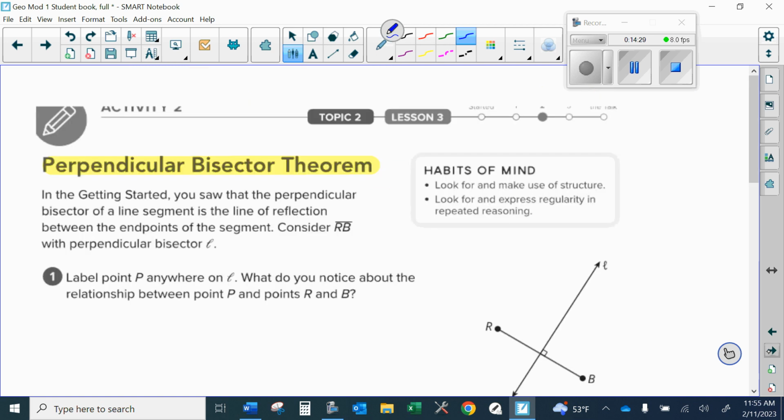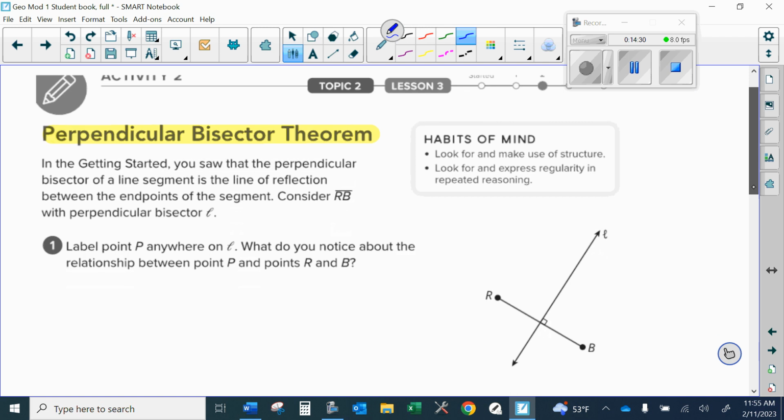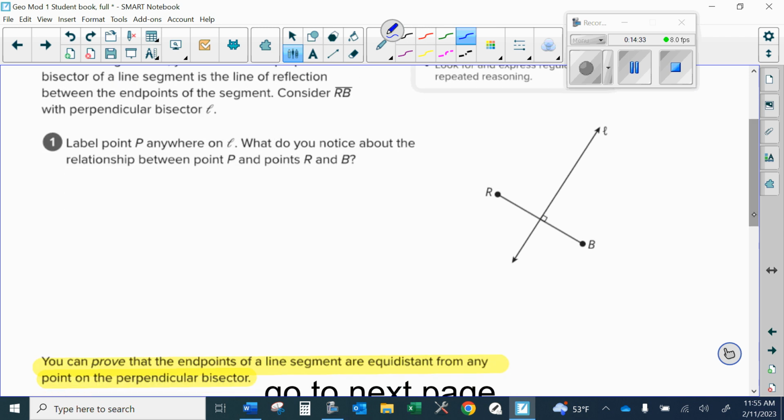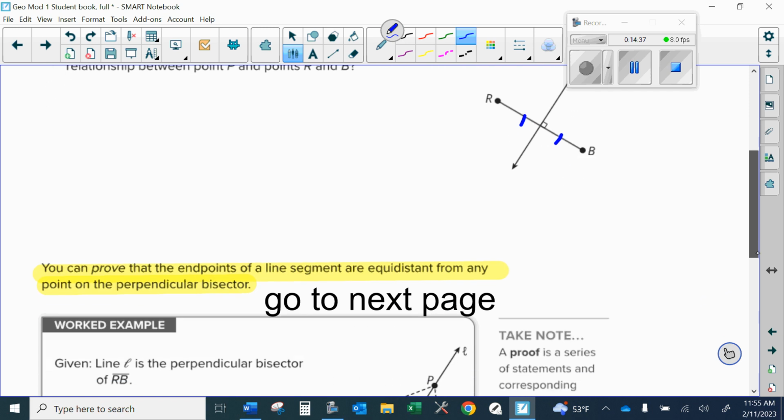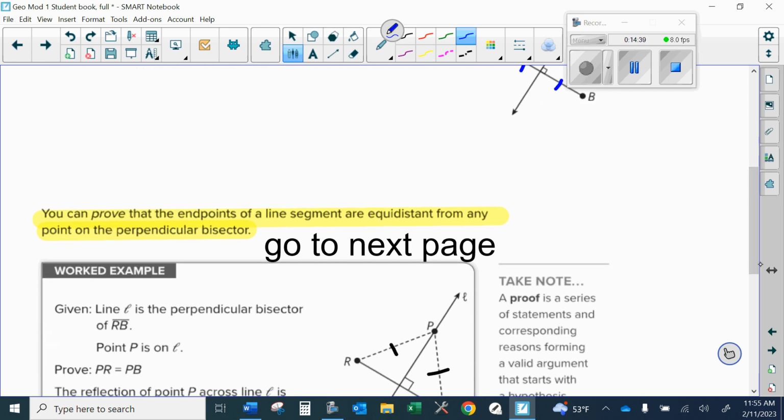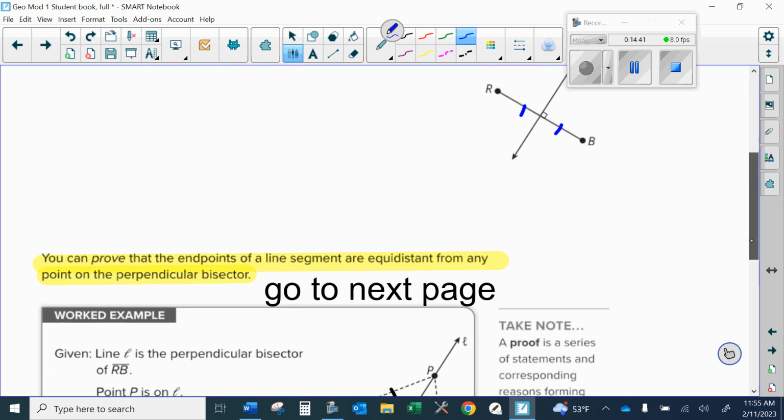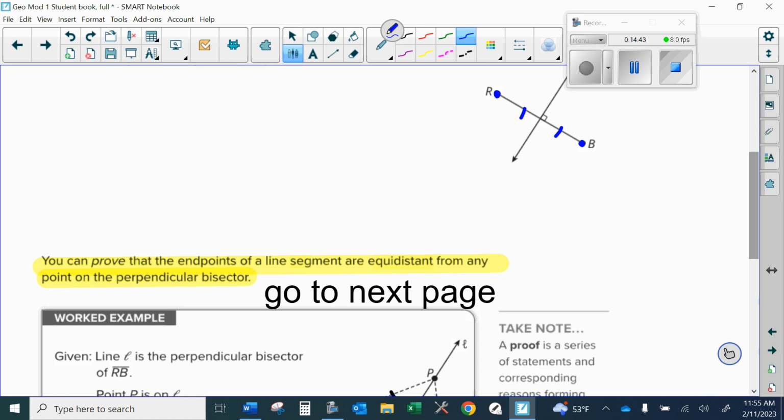Perpendicular bisector theorem, we've already written it down. Now here's where they actually put it in here. Here's your perpendicular bisector right there. And it goes ahead and says you can prove that the endpoints of the line segment, that's points R and B in this case, remember endpoints, those are called the endpoints, there are no beginning points in math. Endpoints of a line segment, and you can't have endpoints on a line or a ray. On a ray you have one endpoint, but endpoints plural can only occur in a segment.